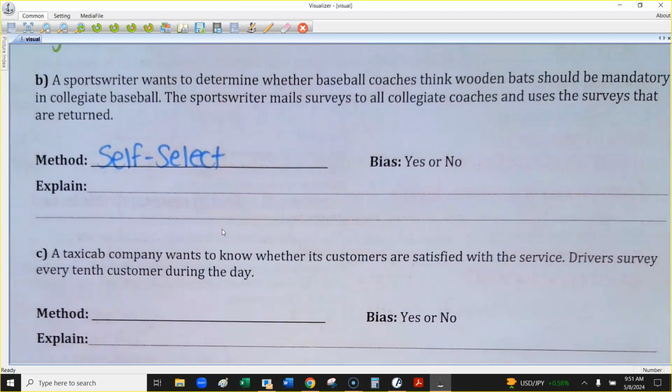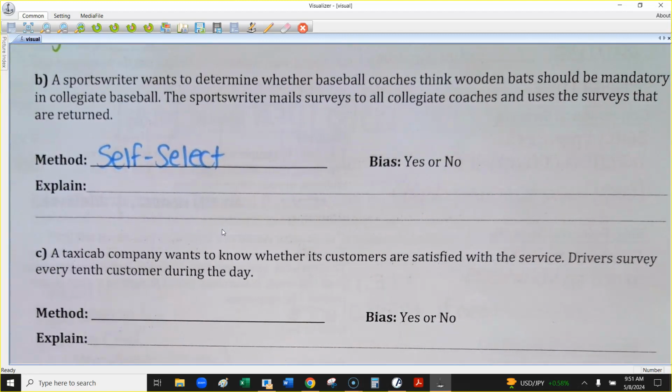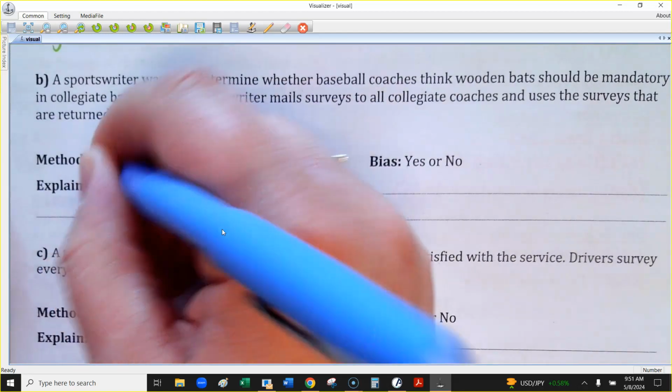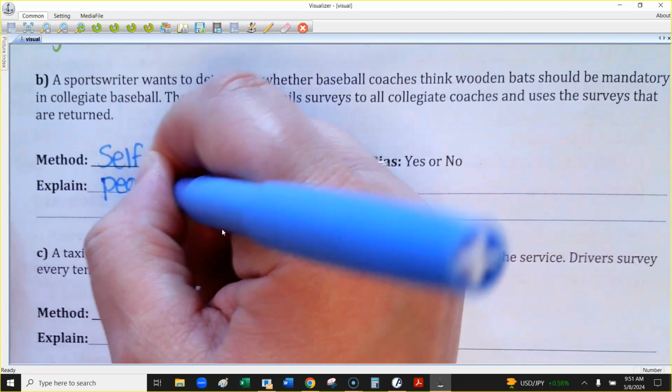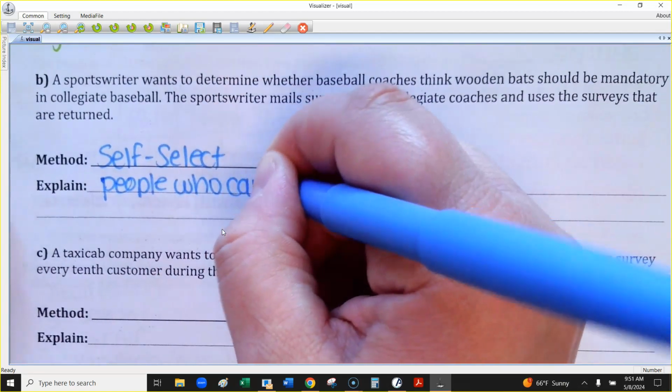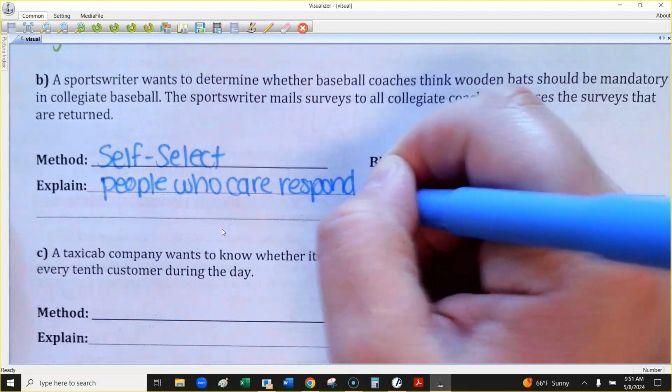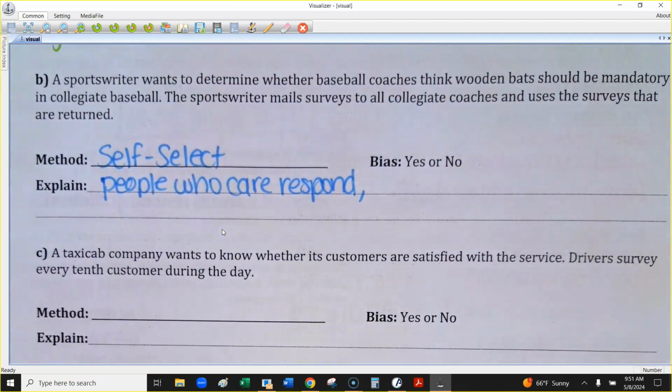Okay, now, do you guys think this is biased, or is this a pretty decent way to get our sample going here? What do you think? If you think it's biased, why would it be biased? Jake, what do you think? Right, okay, so maybe, how am I going to write that? People who really care respond. But you could also argue that could go both ways. You know what I mean? So maybe one coach is really passionate they should require wooden bats, one is really passionate they shouldn't. So maybe they would cancel each other out. So that could maybe eliminate a bias a little bit, but I would take that.